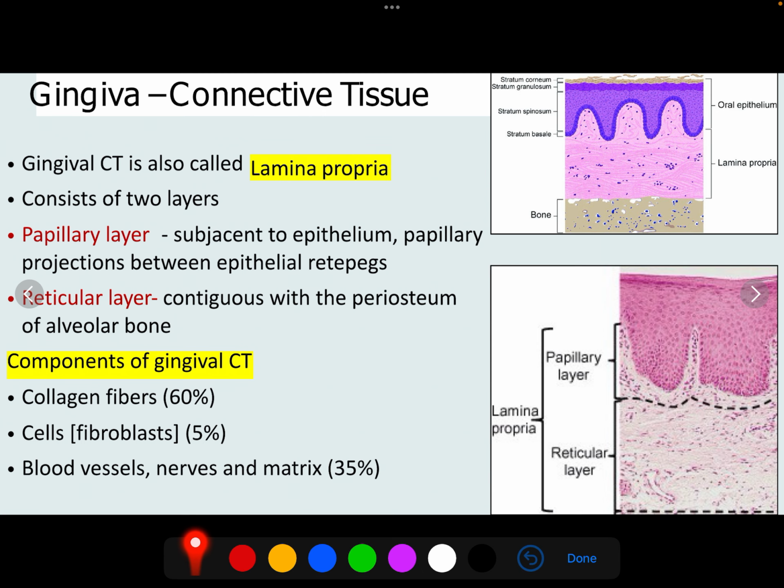The components of the gingival connective tissue are collagen fibers, which constitute about 60%, then cells, about 5%, and the majority of the cells are fibroblasts. Then we have blood vessels, nerves and the matrix, which constitute about 35%.